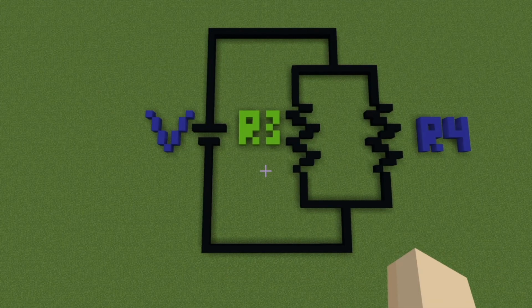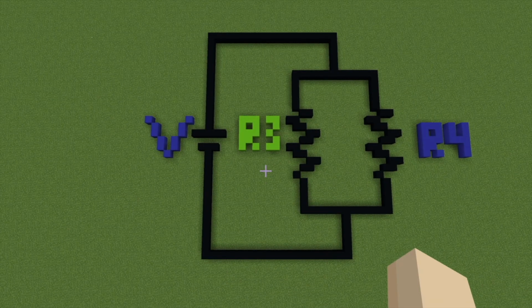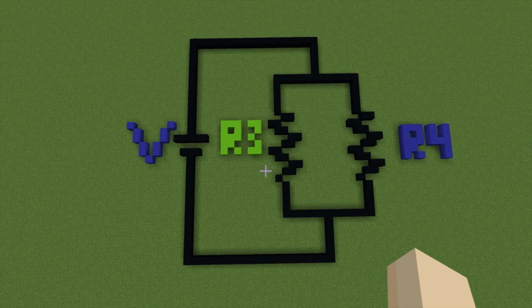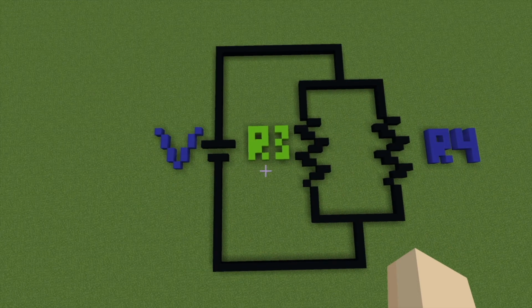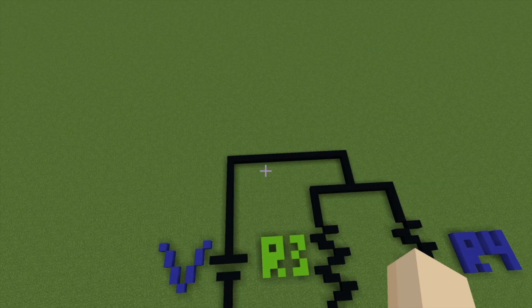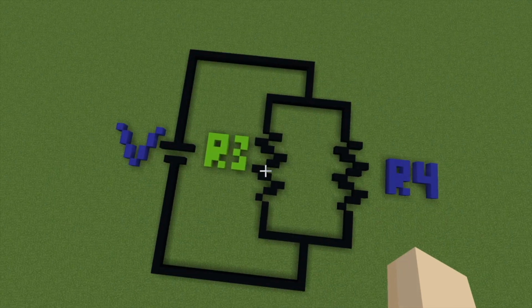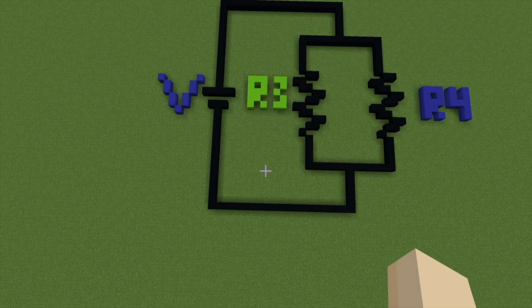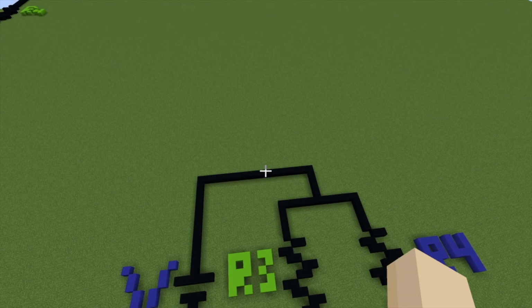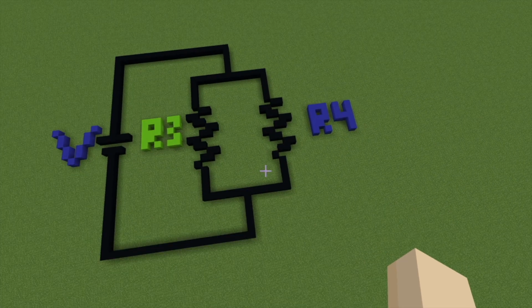Now what about this circuit? It's a little more complicated because now we have two resistors in parallel. That means we have two loops we can use KVL to analyze. The first goes through the battery and through R3 and back to the battery. The second goes from the battery through R4 and back to the battery.